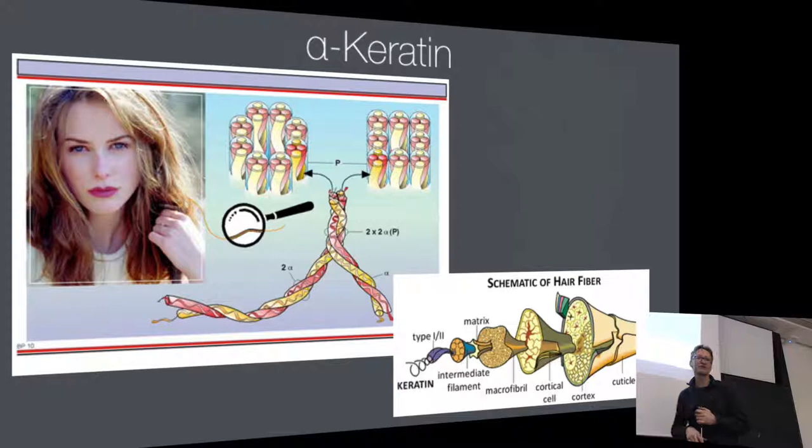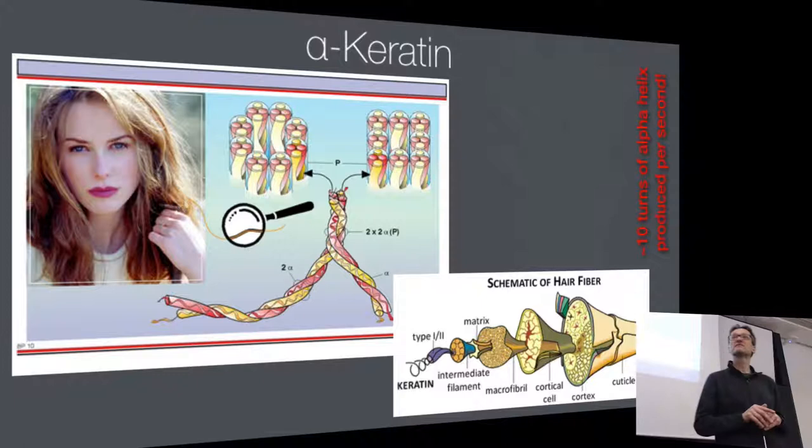Hair grows by roughly 10 turns of alpha helix per second. So from that, you can even use that to get a rough correlation with the folding times of alpha helices, and it's going to be in the right ballpark compared to the theoretical reasoning you can do.